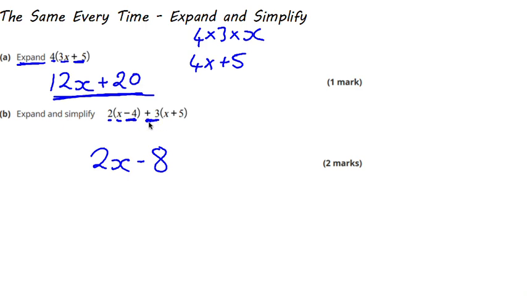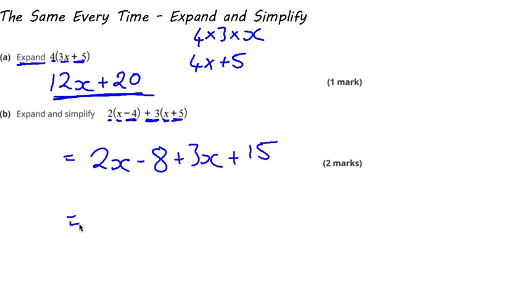So outside my bracket here I have a plus 3, a positive 3 times by x. Positive 3 times by x is positive 3x, plus 3x. And then I've got positive 3 times by positive 5, which gives me a positive 15.